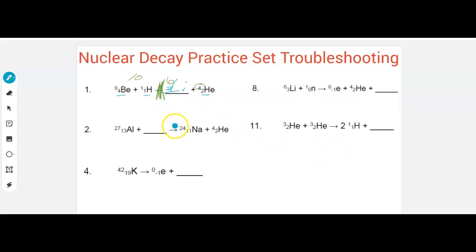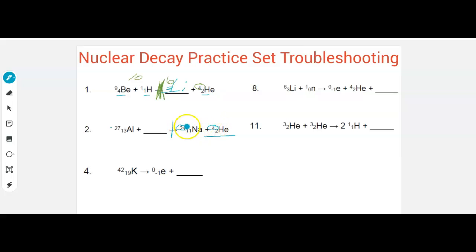So when I look at number 2, again, this is an alpha problem because I've got my alpha particle on the right-hand side. Now notice in this case that the blank is on the left, but it isn't going to change how we solve the problem. The process remains the same. So on the left, I look at the mass number. I've got 27 here, and I have a blank. On the right-hand side, I've got 24 plus 4 is 28.